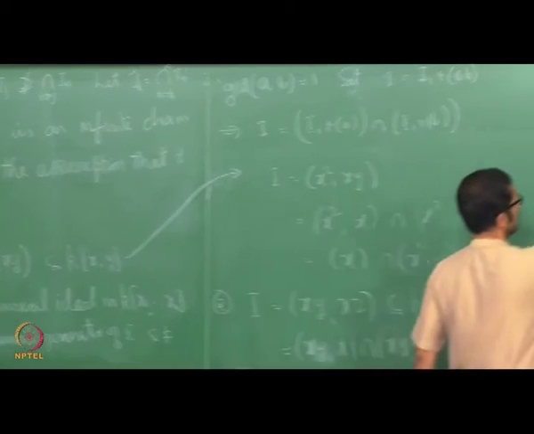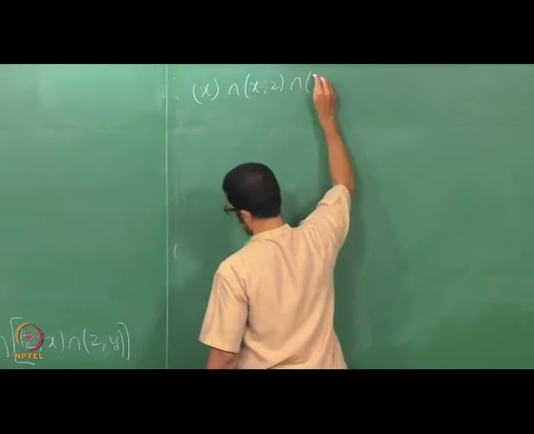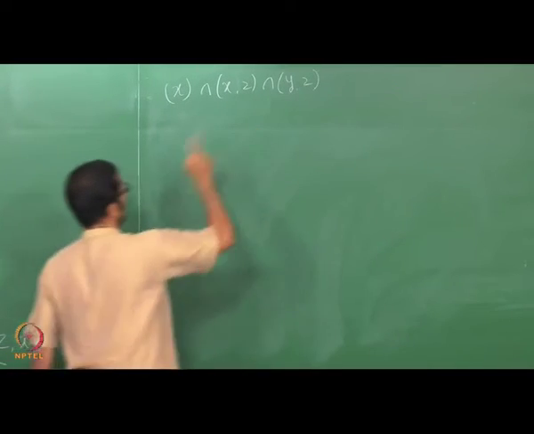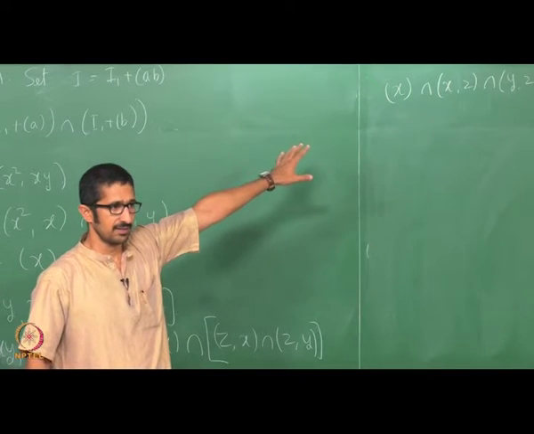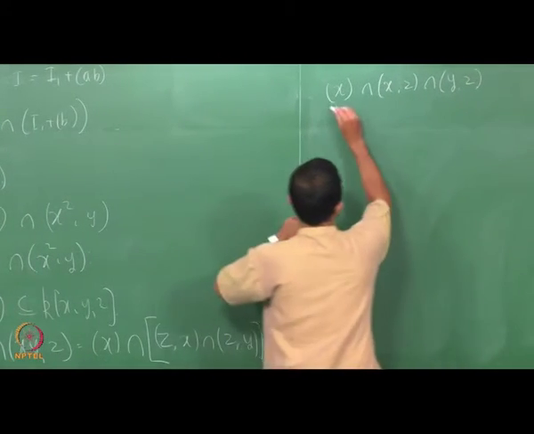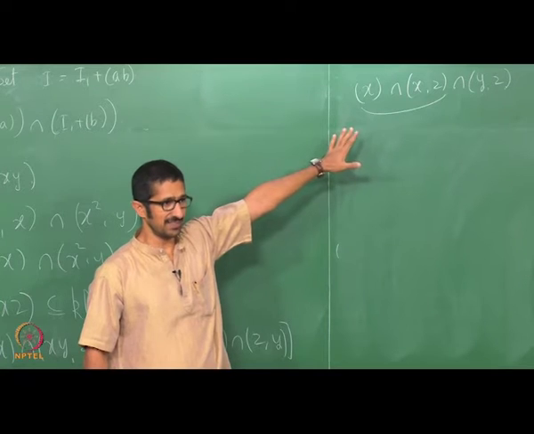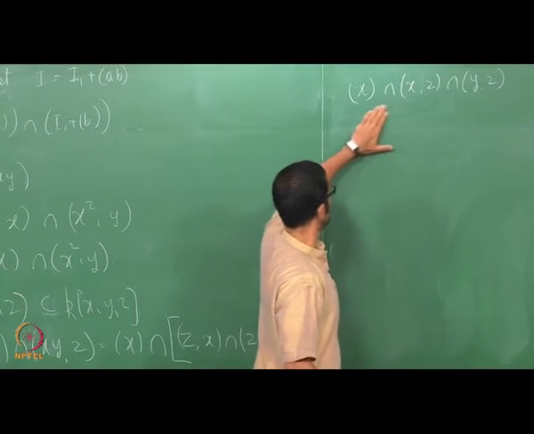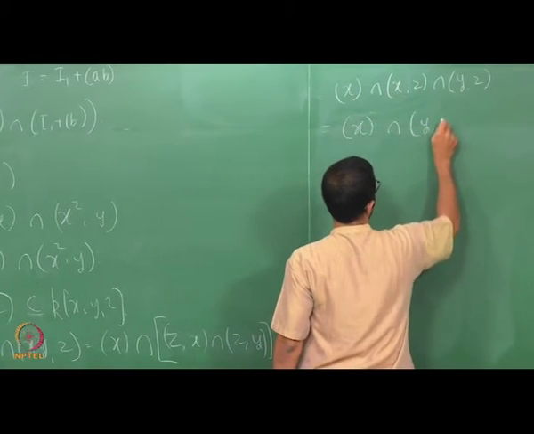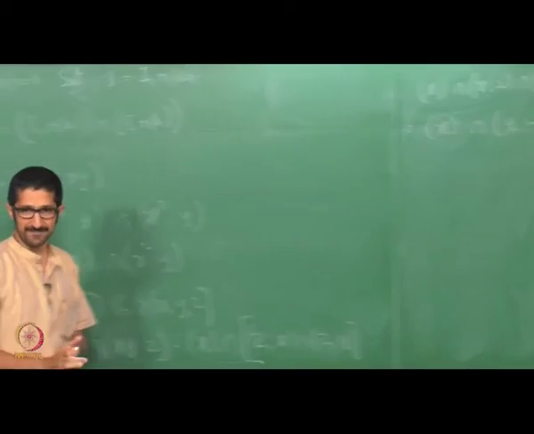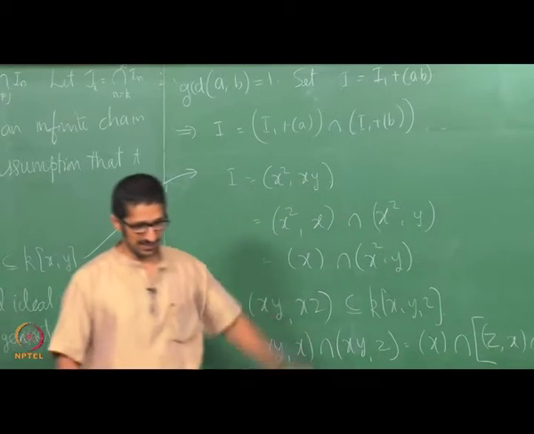So what we have here is now x intersection (x, z) intersection (y, z). But now do you see some redundant ideals there? What is this intersection? x only, right. So we do not need this one, it is redundant, we can just remove this. This is equal to x intersection (y, z). If you look a little carefully, you can write that down very easily.